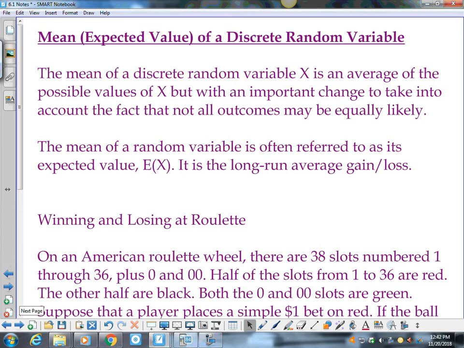We have a new word for mean. It is the expected value. The mean, or the expected value of a discrete random variable x, is an average of the possible values of x, but an important change takes into account the fact that not all outcomes are equally likely.